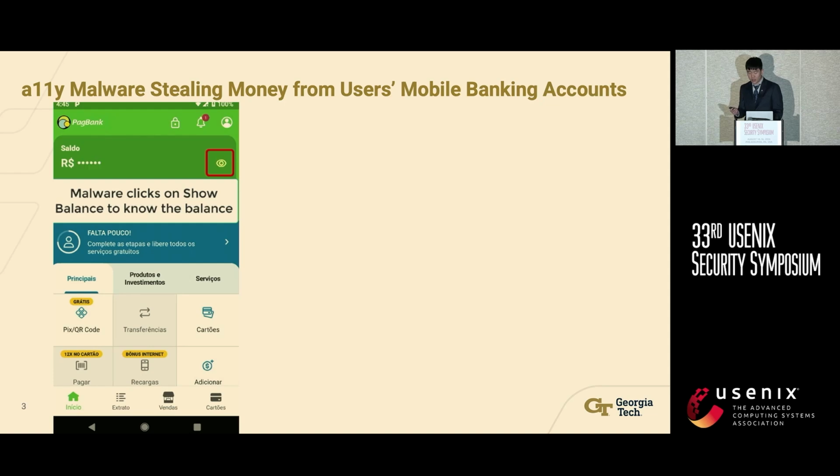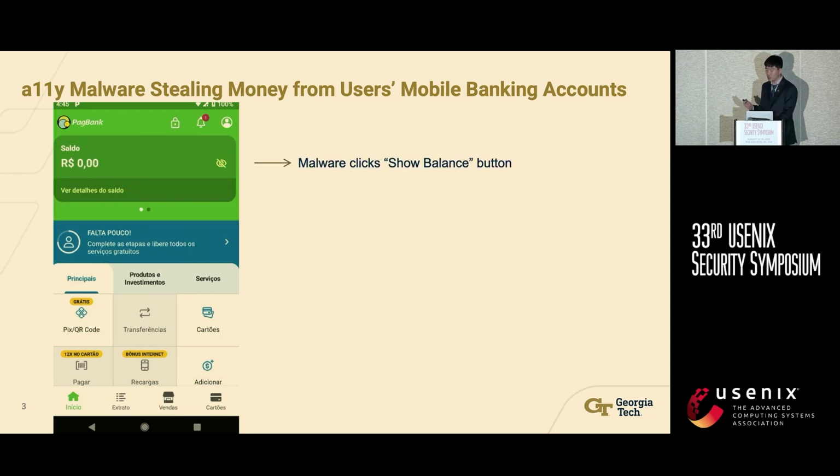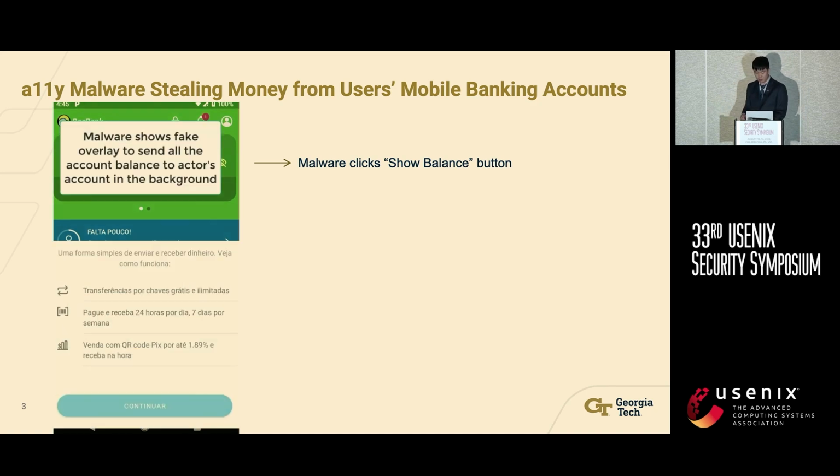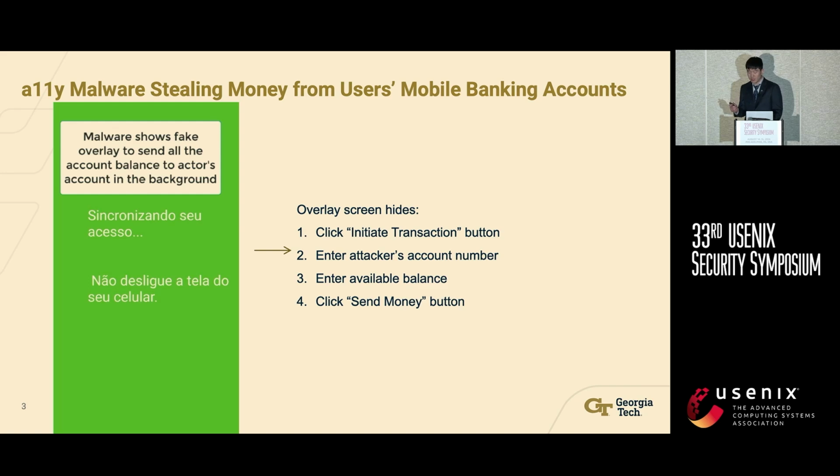After he does that, the malware will use accessibility to automatically click the show balance button to know exactly how much balance is in the user's account. After it knows the balance, it will show a fake overlay screen, and under that screen, it will use Ally to click the initiate transaction button, enter the attacker's account number, enter the available balance, and click send money to transfer all that money away to the attacker's account.